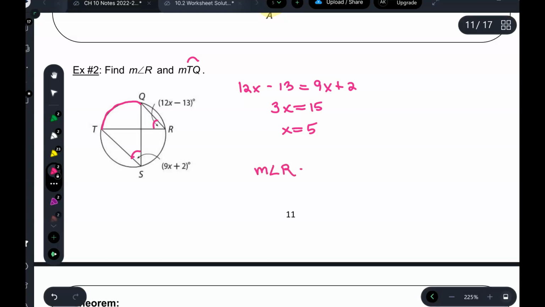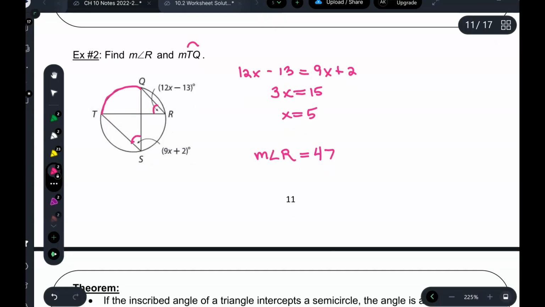Measure of angle R. 47. We got 47, and does it matter? If you had time on a quiz or a test, wouldn't you want to plug it into both just to make sure that we get the same answer? Yeah. So if I plug 5 in here, 9 times 5 is 45, plus 2 is 47. 12 times 5 is 60 minus 13, 47.